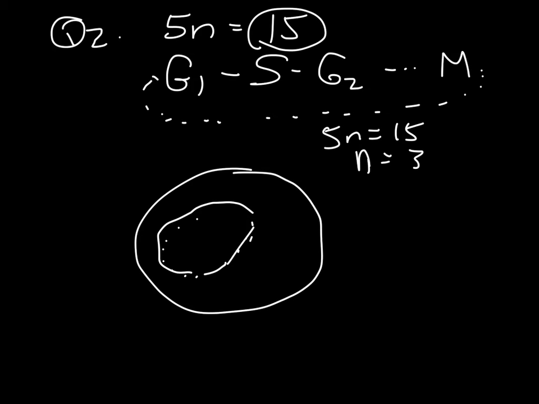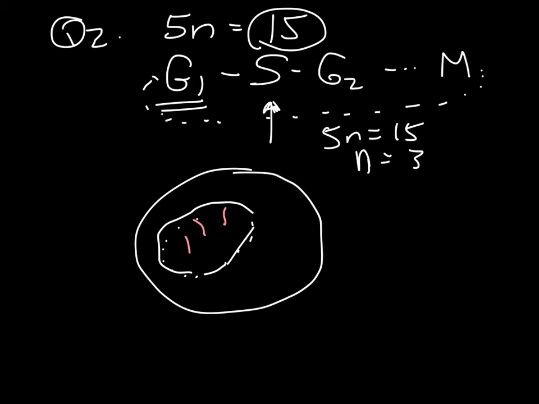That means we need 3 of each chromosome. Here's the important part of this question. In G1, what has not happened, right? What has not happened is S. So we do not have duplicated chromosomes. So in this case, our chromosomes are just going to be linear chromosomes.